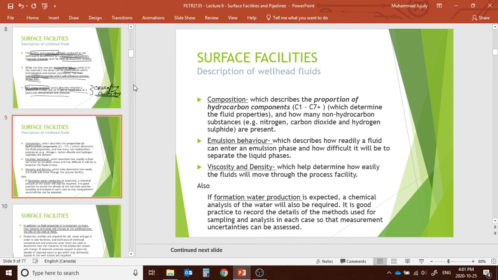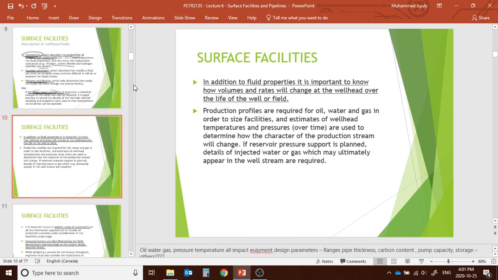The next is the composition. As we have discussed before, the composition of the fluid is very, very important. Based on the composition of the fluid, we design the process units. Emulsion behavior is another important part. Density and viscosity, of course, you probably already know how important they are. And also the formation water, how much formation water it could have. Should we need a rigorous scheme to separate the water, or can we just use the primary separator to separate the formation water? This is also another very important part.